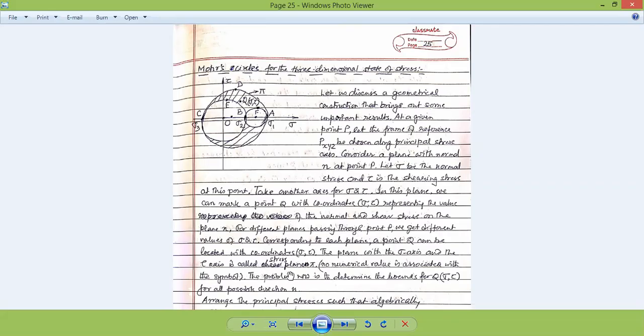The sigma axis and tau axis plane is called the shear plane because no numerical value is associated with the symbol. Pi is not 3.14; it's just a symbol. We are using it just as a symbol. The problem now is to determine the bounds for sigma and tau for all possible directions of any plane.